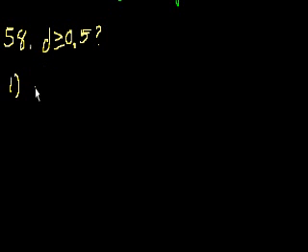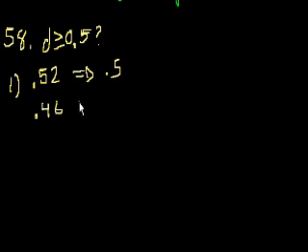So let's see. This could be 0.52, and when you round it to the nearest tenth, it becomes 0.5. But on the other hand, it could be 0.46. And when you round it to the nearest tenth, you also get 0.5. So since statement 1 says it could be either one of these, it really doesn't help us know whether we're greater than or equal to 0.5. This one is greater, this one isn't. So statement 1 by itself doesn't help.